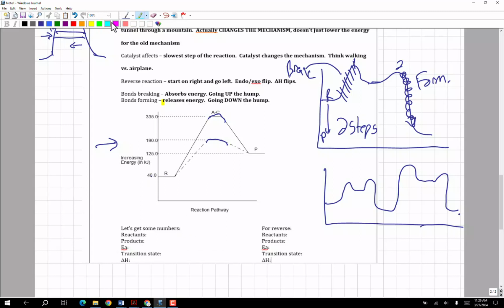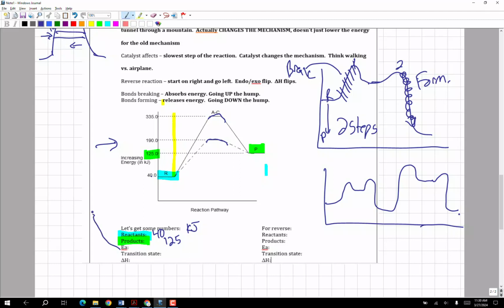I'll switch to my little highlighter friend here. Reactants. Boom. 40. Products. Products are here, and that number is 125. All of these are going to be in kilojoules. Okay. EA. EA is from the reactant up to the transition state. So it's from 40 up to 335.